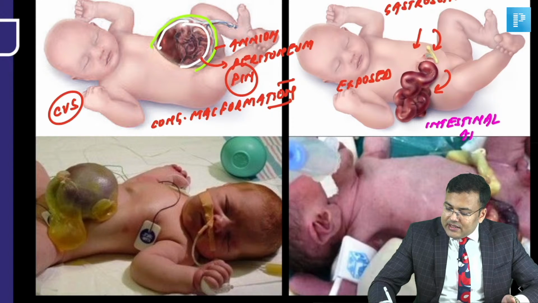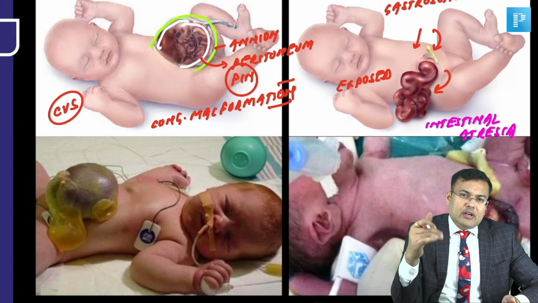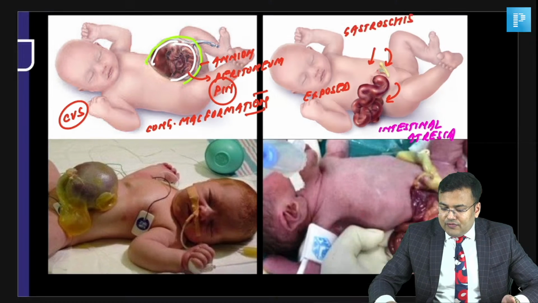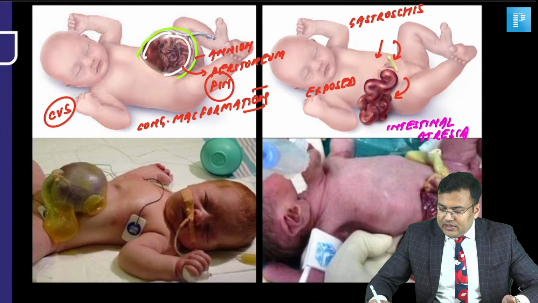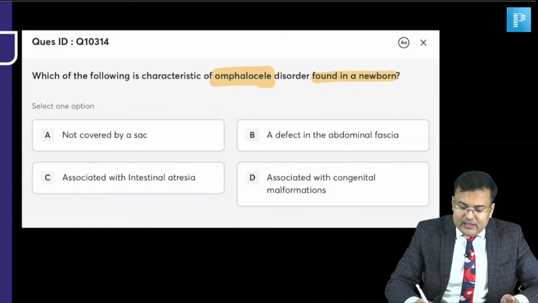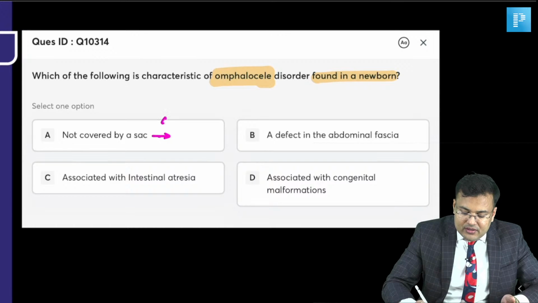And let me tell you, guys, every year in each and every paper this question is asked. Either omphalocele or gastroschisis, every year in each and every paper. Clear? So this is omphalocele and gastroschisis. Can you see, guys? Clear? So see the question again. It is not covered by sac. Not covered by sac in which condition? Gastroschisis.